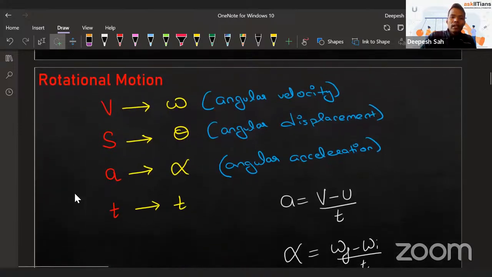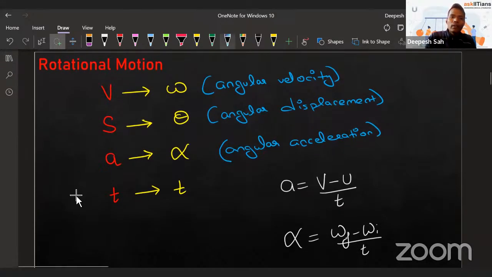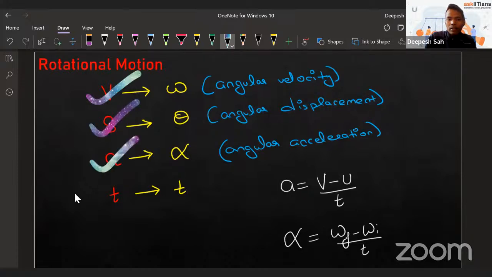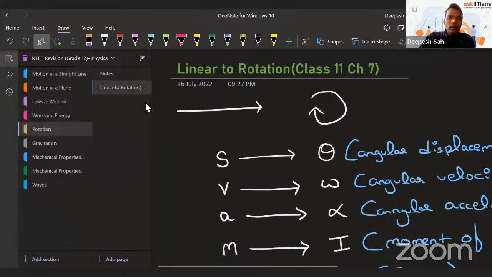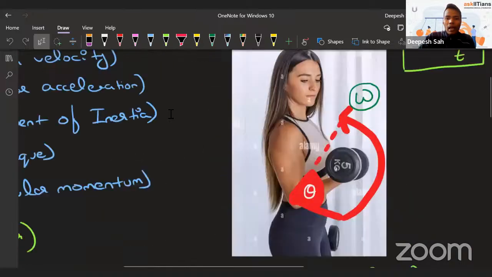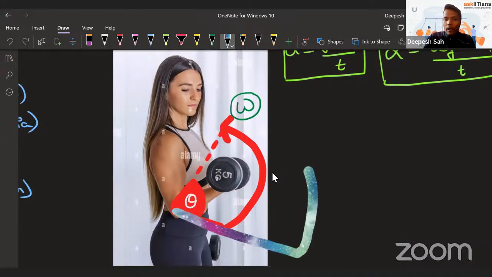Now to understand it, we can make a very basic thing out of it, that is, just like we were having velocity, displacement, acceleration, time, all of these things are there in rotational motion as well. But it's very simple. How will we understand it? Have a look. Imagine there is a setup where you lift a dumbbell. Of course your hand is kind of straight, then you turn your hand like this.